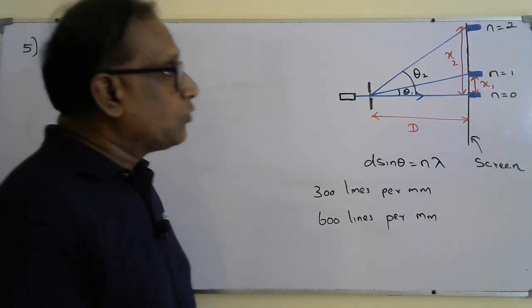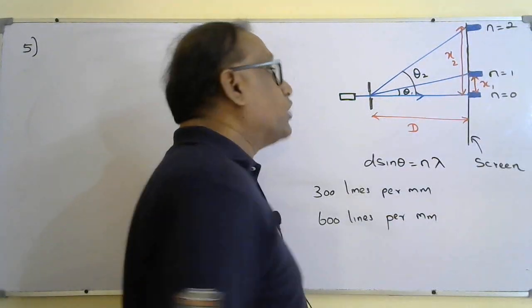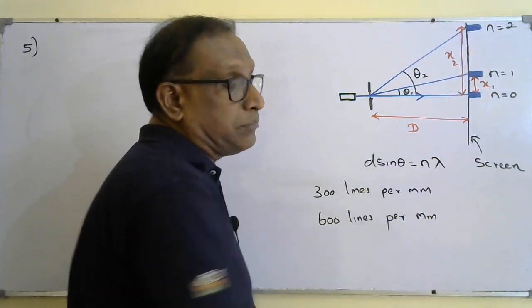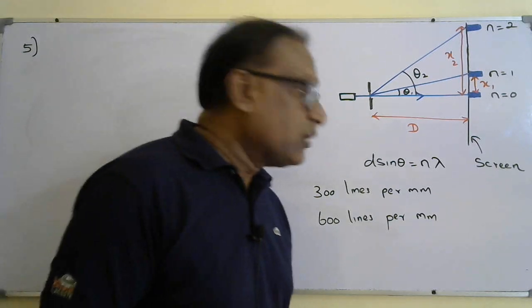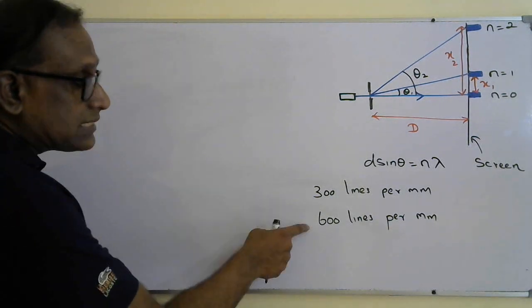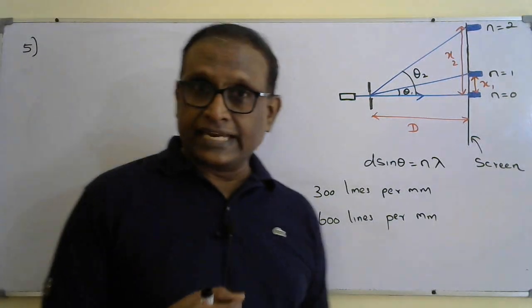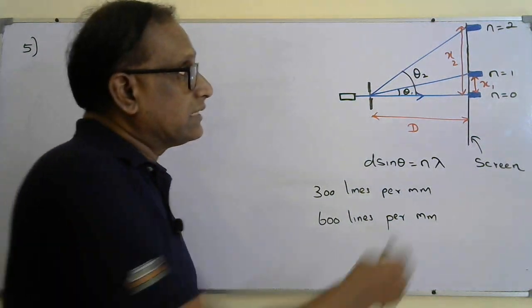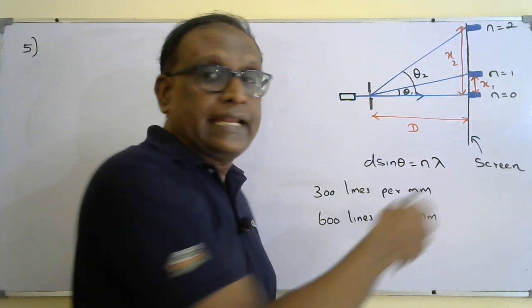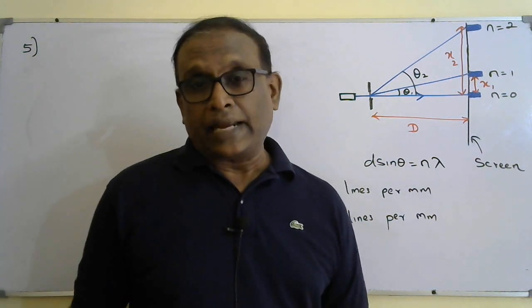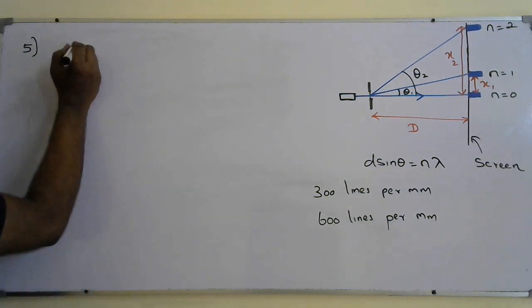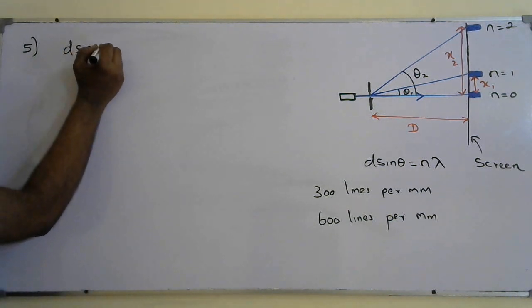What changes could occur on the diffraction pattern or the bright bands formed on the screen? Okay, we'll analyze it now. When the number of slits per millimeter of the diffraction grating increases for the same wavelength, will there be any change in the diffraction pattern formed on the screen? Okay, use the same equation, d sin theta equal to n lambda.